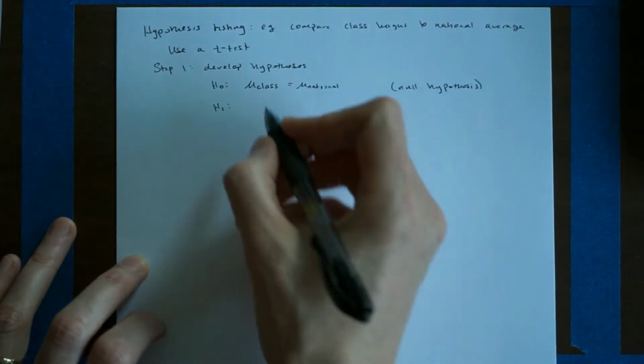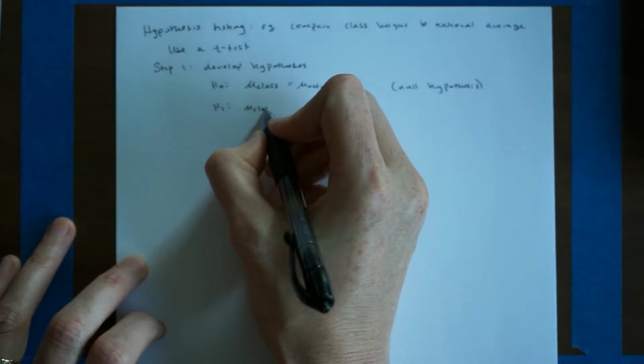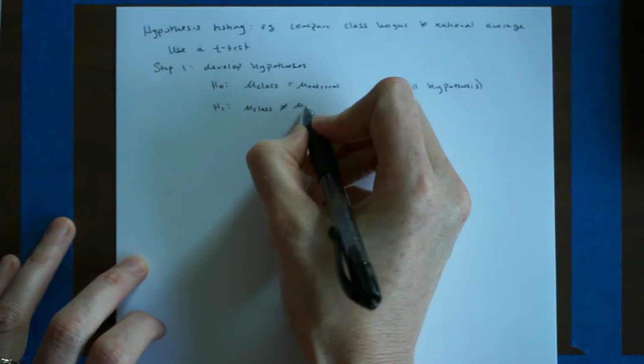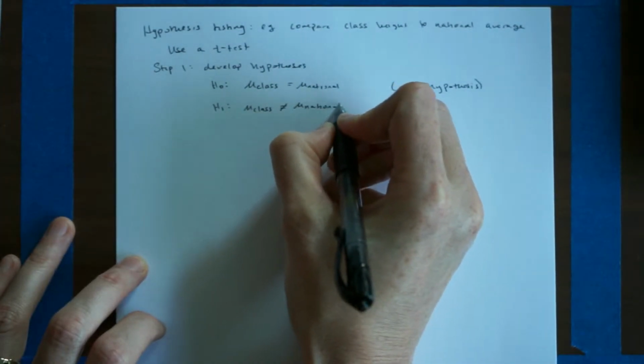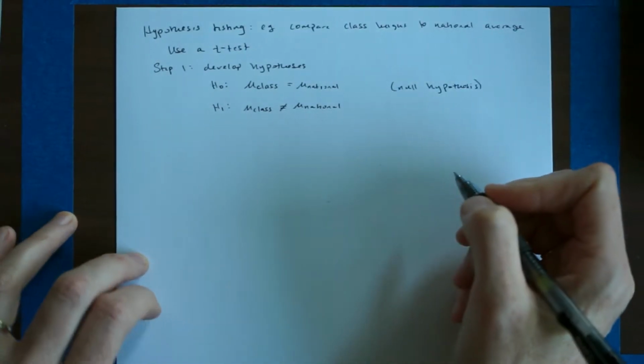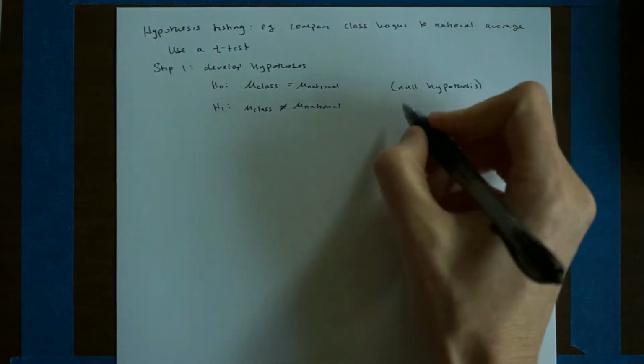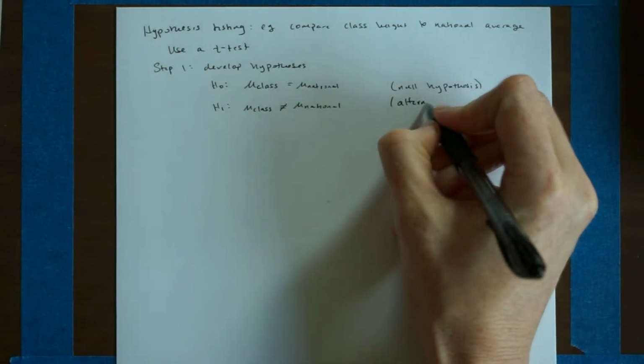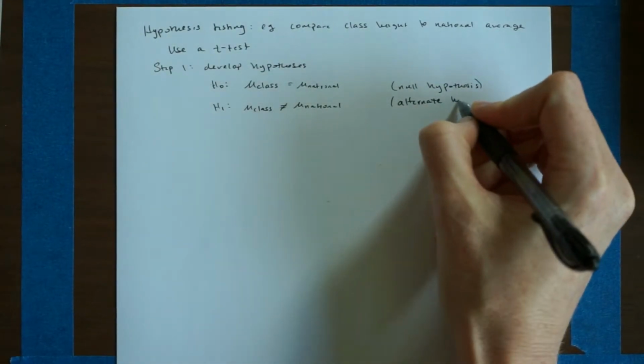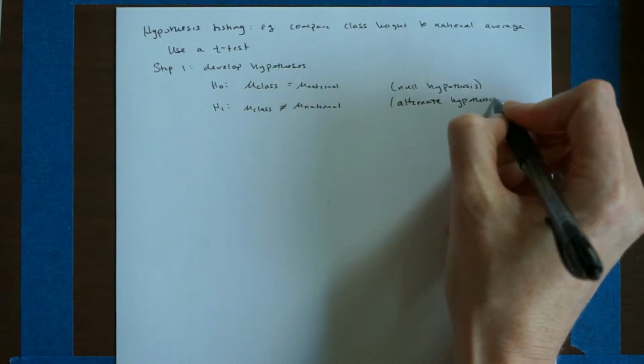and the testable hypothesis is that there is a detectable difference, that the two averages are not the same. This is called the alternate hypothesis.